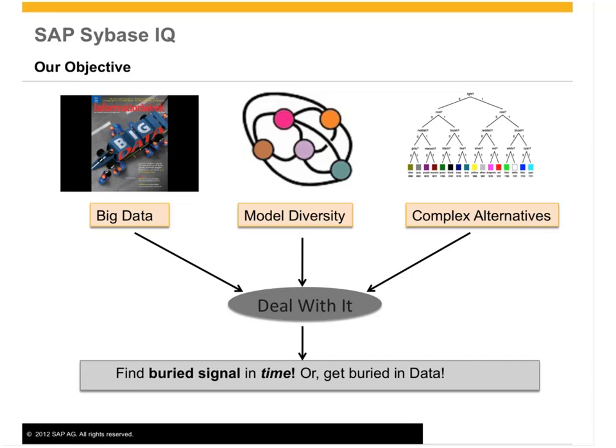But the issue is it gets complex, and the alternatives are a lot. Variables are quite a bit. Variety of data is quite a bit. Variety of models are quite a bit.